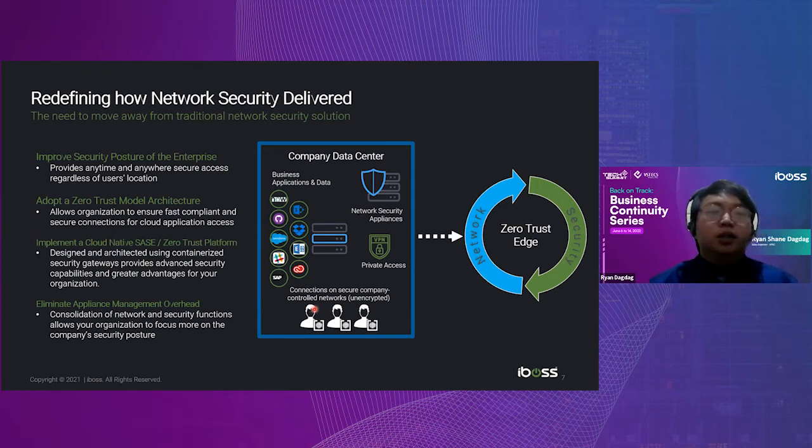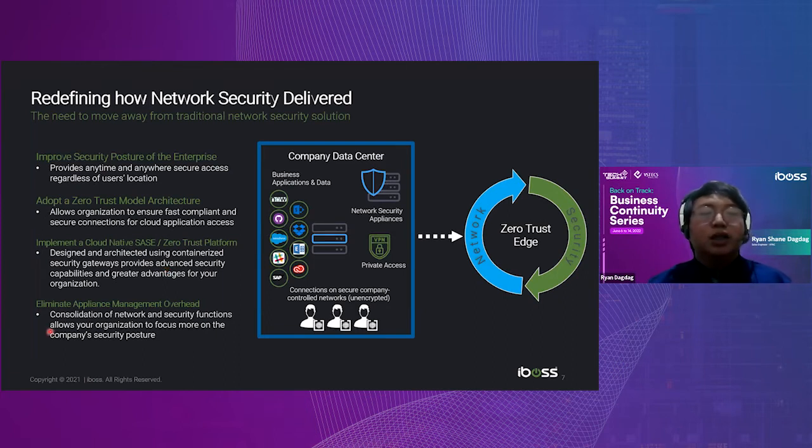And to achieve the zero trust platform, we should use containerized security gateways, wherein the organization has a dedicated data plane, even though we are delivering a SaaS platform here. That dedicated data plane ensures that only traffic coming from the organization will be traversing that gateway, so no one is sharing with another organization.